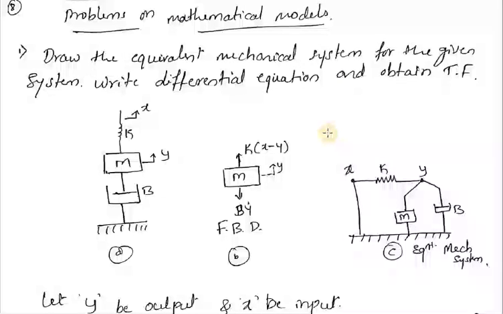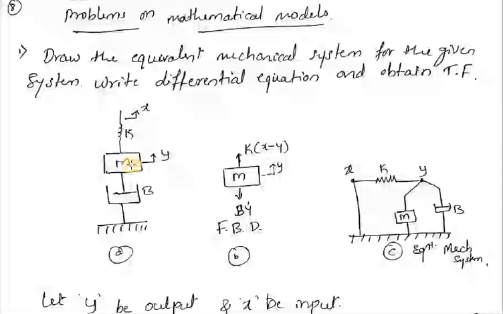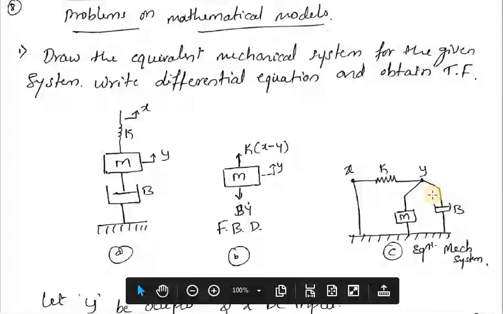Now after that you need to identify the elements which are associated with the individual displacements. Here for x, no doubt k is directly connected, but it is between 2 displacements x and y. For y, it is directly connected to m and b. So attach these 2 elements, m and b, to the node which is represented by y.